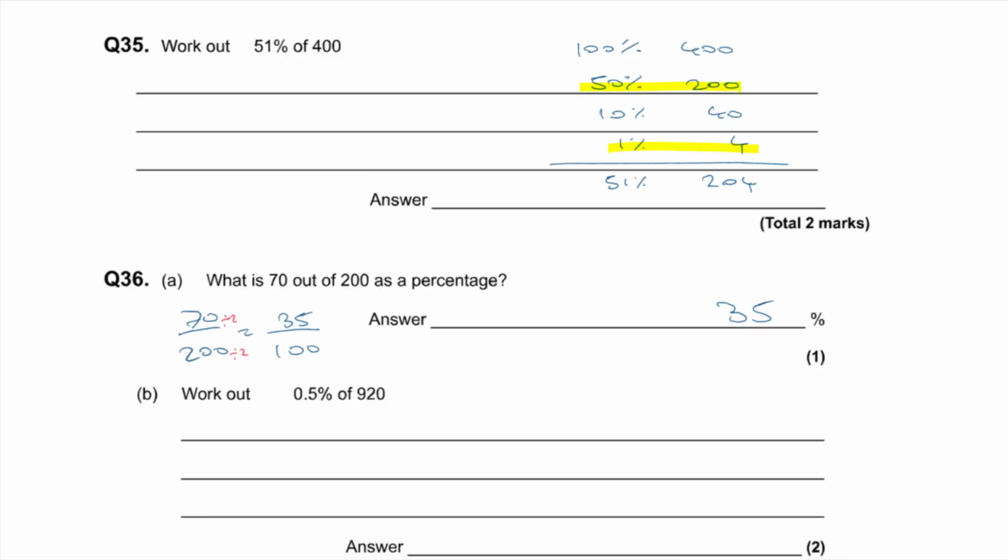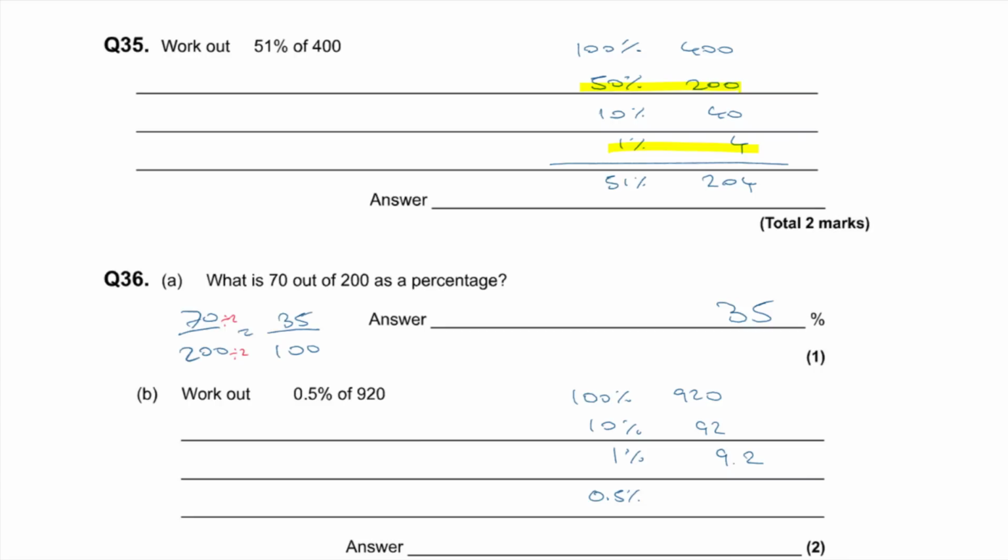B, work out 0.5% of 920. 100% is equal to 920. 10% is going to be a tenth of that, that's 92. 1% is going to be a tenth of 92, which is 9.2. And then 0.5% is going to be half of 1%. Well, so what's half of 9.2?